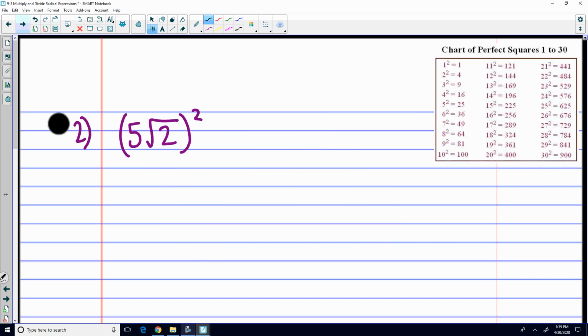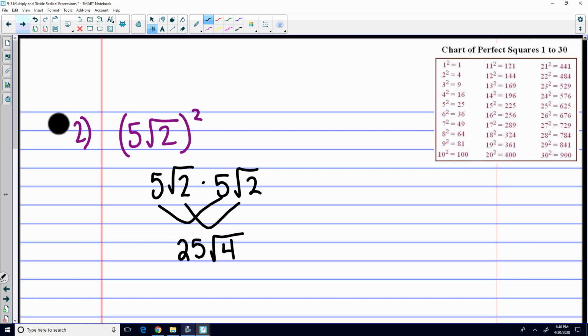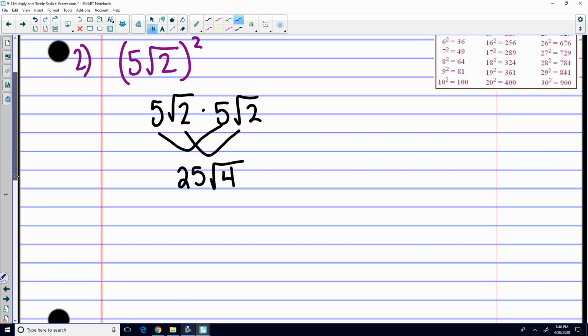All right, problem number 2. 5 square root of 2, squared. Let's reconsider what that means. It means 5 square root of 2 times 5 square root of 2. I need to multiply it times itself because it is squared. So I'm going to multiply like things. 5 times 5 is 25, and square root of 2 times square root of 2 is square root of 4. I look at my chart of perfect squares, and I should already know that 4 itself is also a perfect square, just like in our last problem.